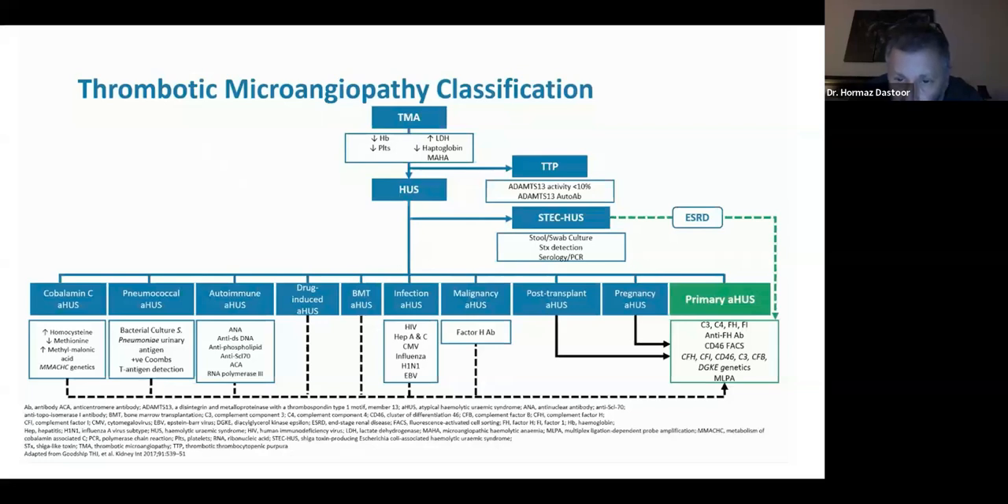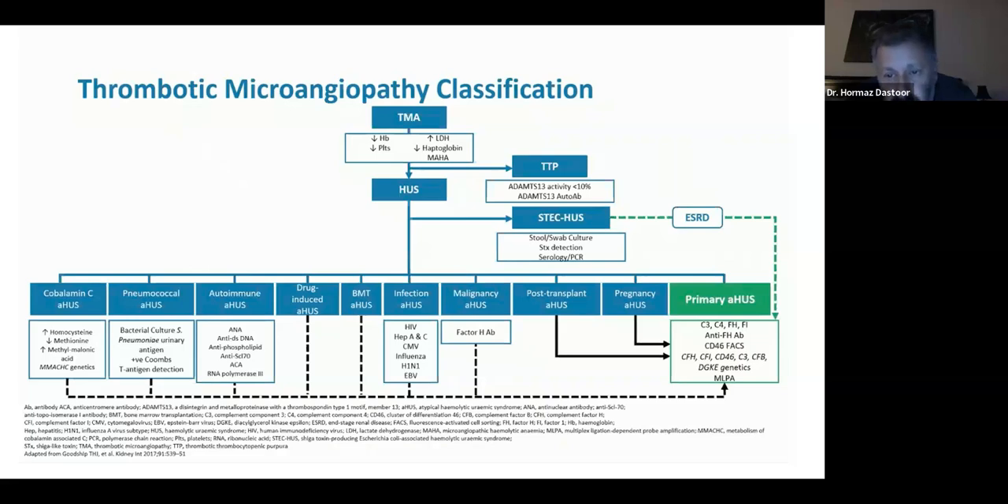I haven't shown it here, but you just plug in the plasmic score app. If the plasmic score is greater than 5, then there is more than 80% or 90% chance that your patient has TTP. If your plasmic score is 5 or less, then probably you need to look at other causes of TMA besides TTP.